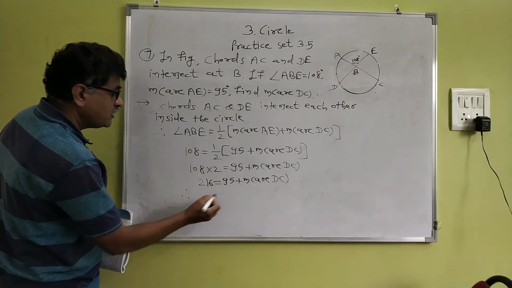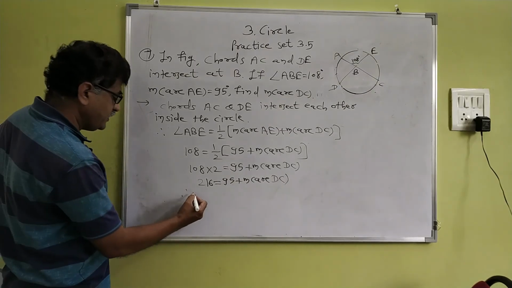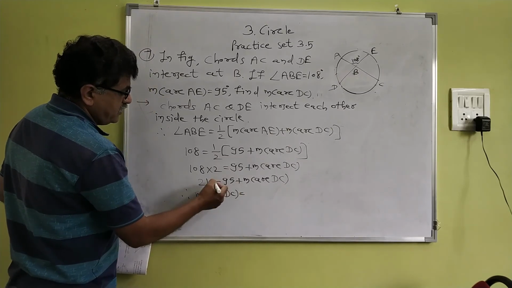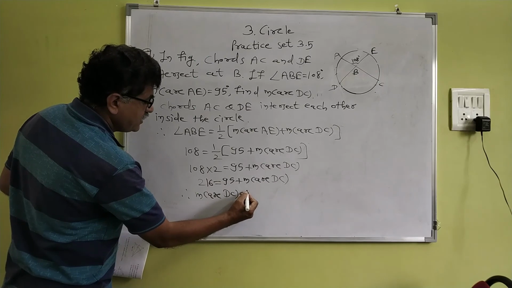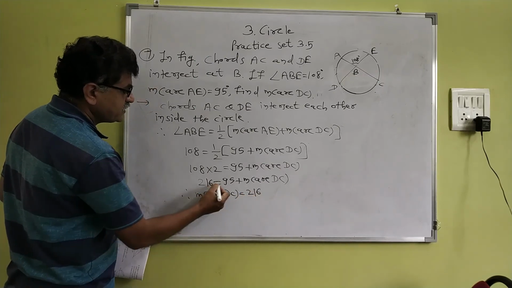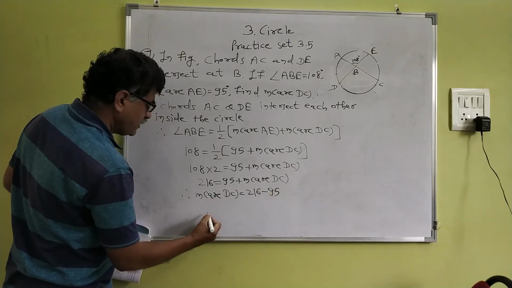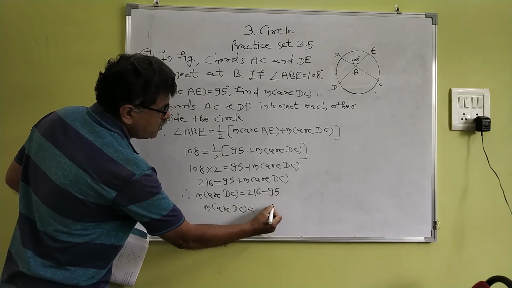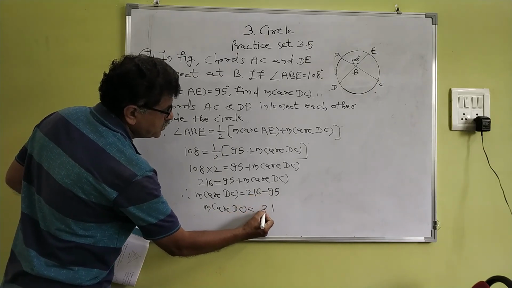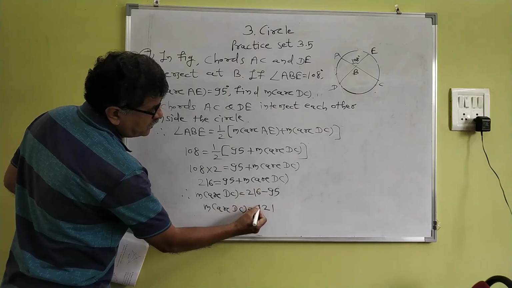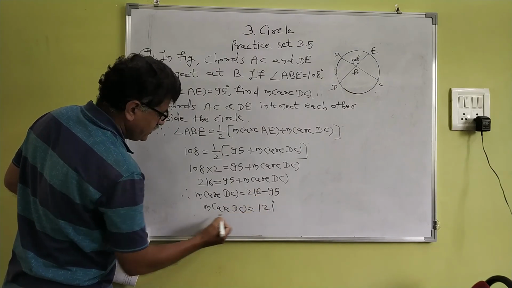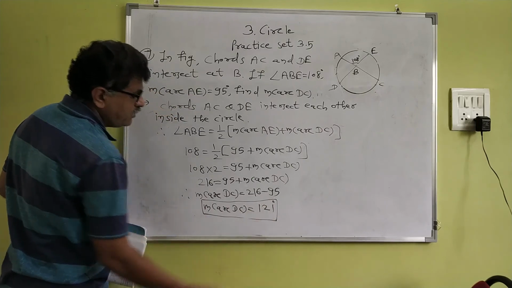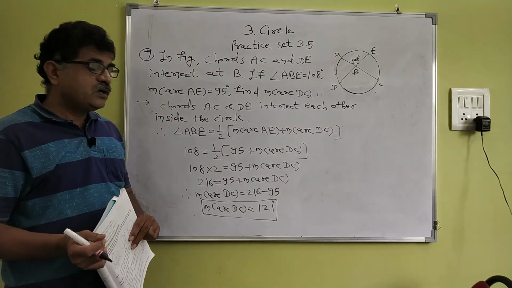Therefore, measure of arc DC is equal to, transferring 95 to the left-hand side, 216 minus 95. Therefore, measure of arc DC is equal to 121 degrees.